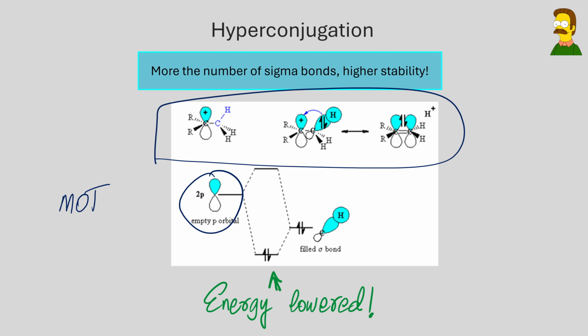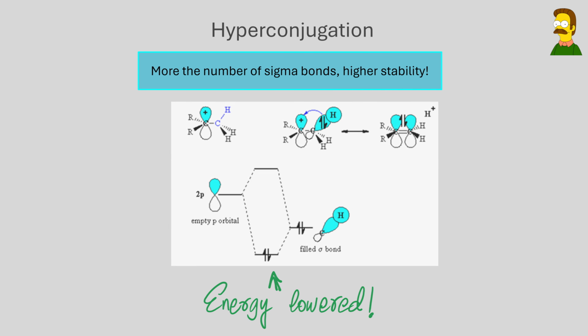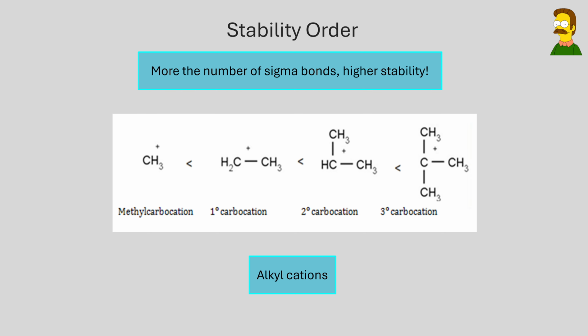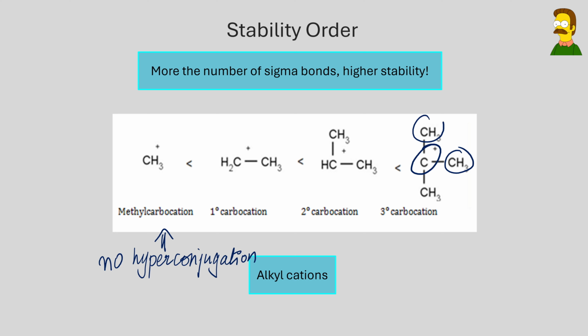Now, what do you need to know? The application part of it is the stability order, right? In a methyl carbocation, there is no adjacent carbon. So there is no hyperconjugation here, in the first one. So compared to the others, this is going to be the least stable. What is going to be the most stable? Adjacent to this carbon, there are 3 carbons, each of which have 3 CH sigma bonds. So this is going to be the most stable, and this is a tertiary carbocation.